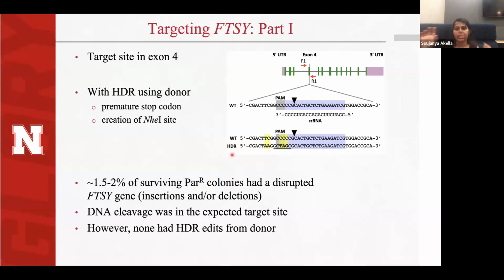So remember, I went over two types of repair mechanism results, right? There is NHEJ, which is just arbitrary. It'll somehow just fix the double strand break, or it'll use a donor and nicely use a template and put whatever changes you want. That did not happen. Only NHEJ kind of edits happened. So it didn't use the donor, even in cases when we actually put the donor in our transformation mix.